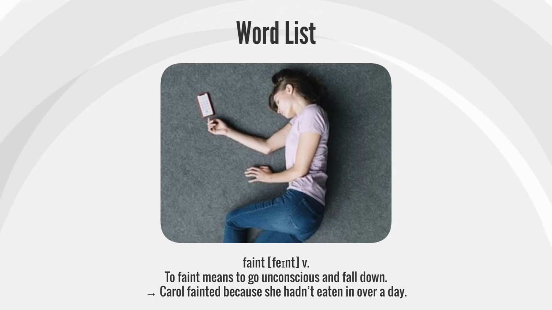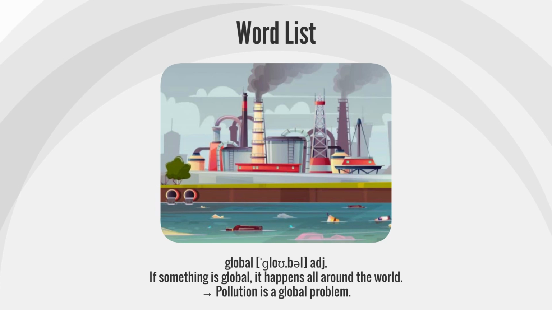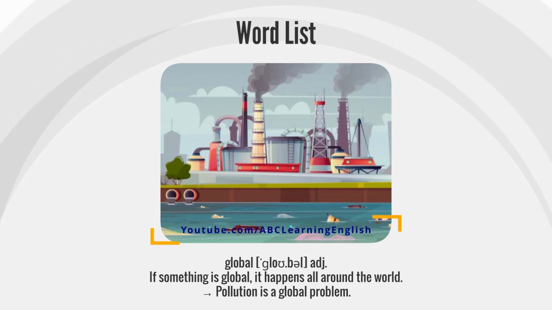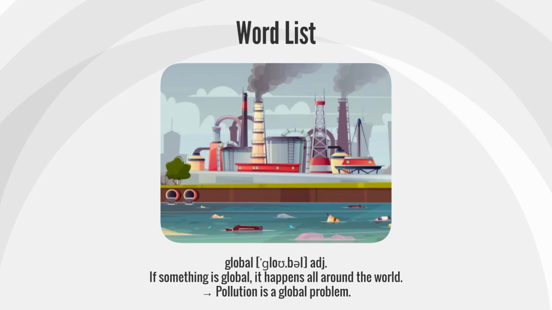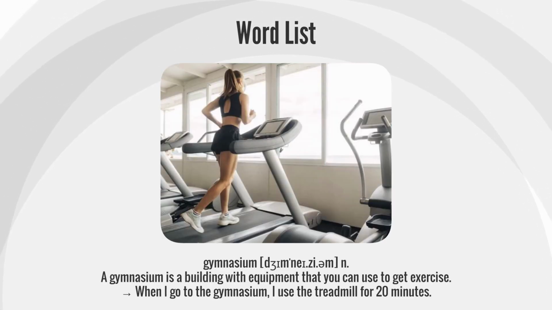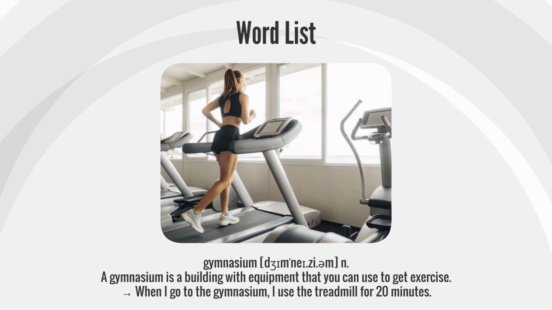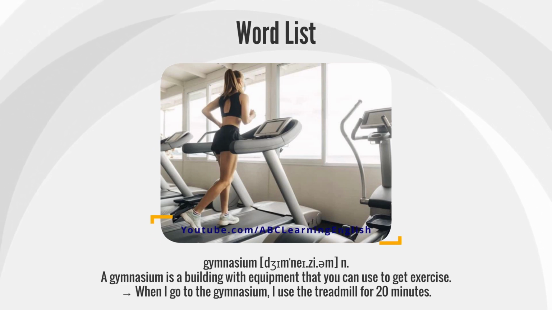Faint. To faint means to go unconscious and fall down. Carol fainted because she hadn't eaten in over a day. Global. If something is global, it happens all around the world. Pollution is a global problem. Gymnasium. A gymnasium is a building with equipment that you can use to get exercise. When I go to the gymnasium, I use the treadmill for 20 minutes.